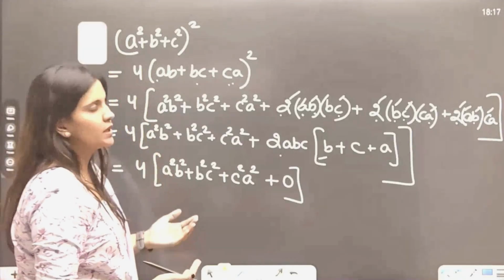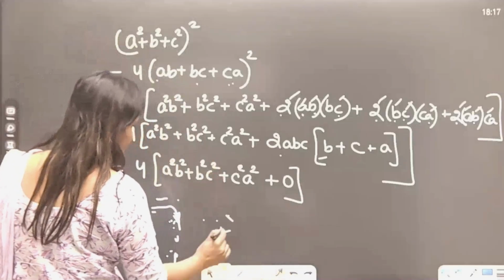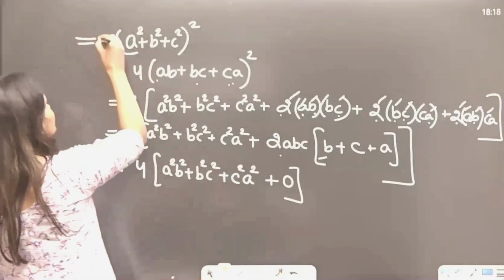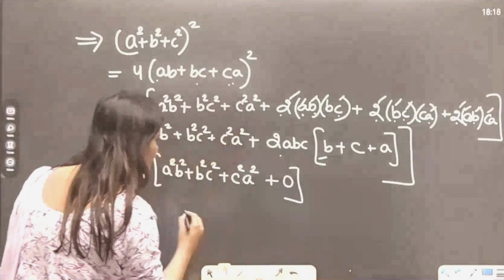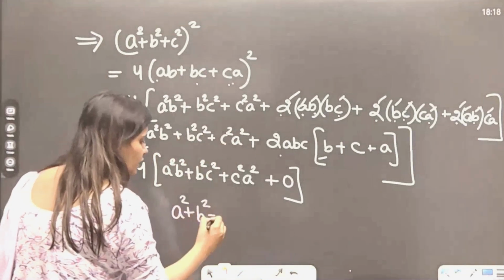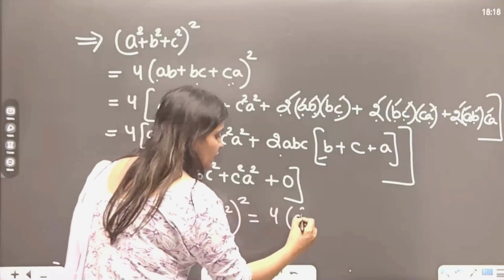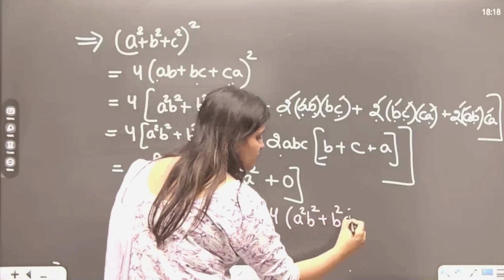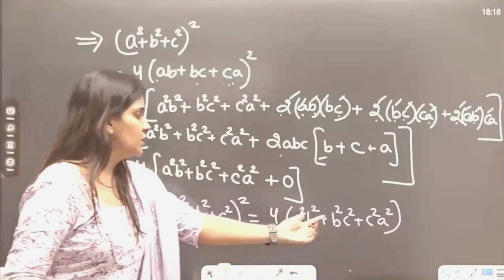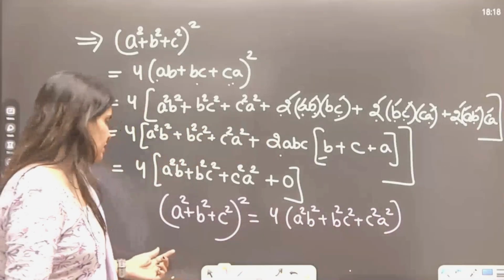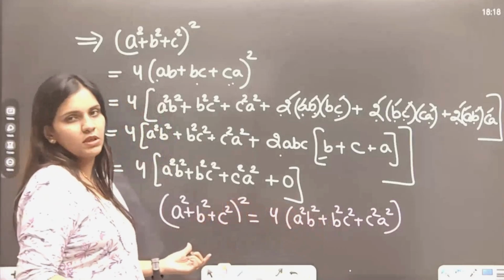So basically from here we can say the value of this. What we were actually doing was finding the value of (A square plus B square plus C square) whole square. It came out to be 4 times of A square B square plus B square C square plus C square A square. Now what do we have to find? We can shift this to LHS. This is being multiplied, so when it goes to LHS, it will be divided.